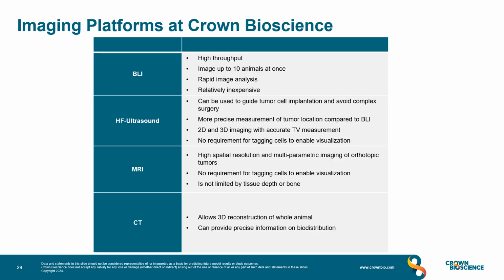So just to summarize, we have 4 imaging platforms available at Crown, each of which has distinct advantages. For bioluminescence imaging, this is high throughput. You can image up to 10 animals at once. It allows for rapid image analysis, and it's relatively inexpensive.